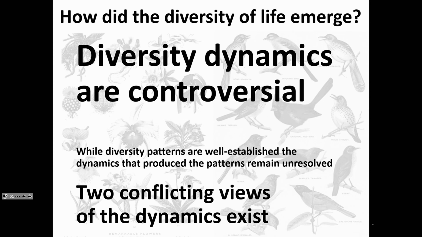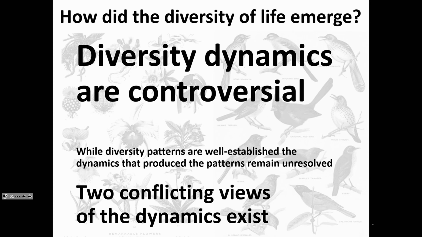We agree on the processes of speciation, extinction, and diversification, but what remains controversial is the dynamics of these processes. Like, what are the dynamics of diversification, speciation, extinction, and the dynamics of diversity? While the patterns of diversity in the geographic space across the phylogeny are well resolved, the dynamics that have generated the patterns remain controversial.